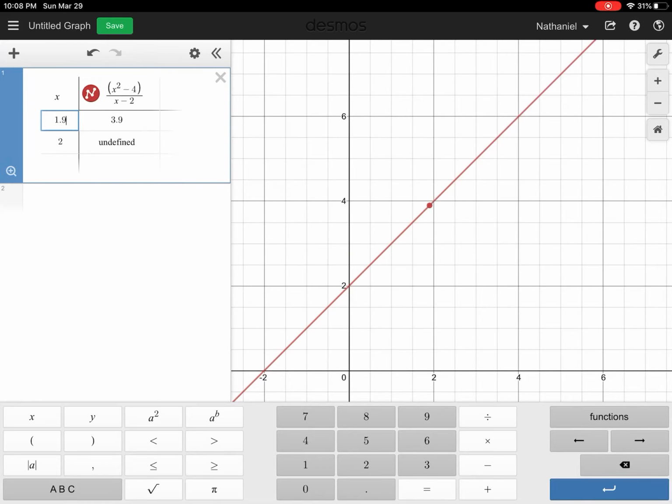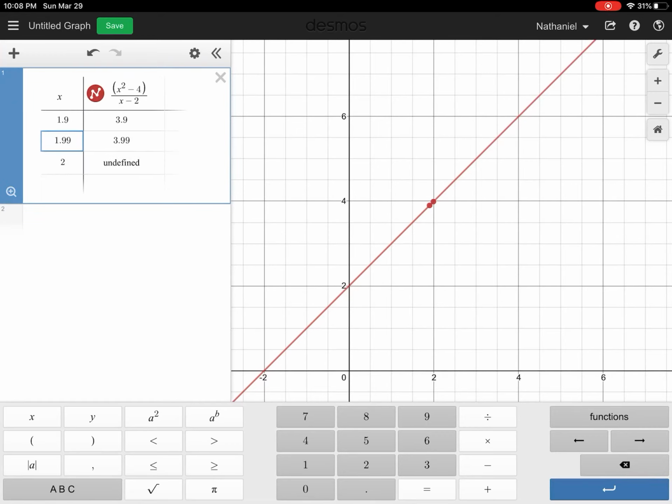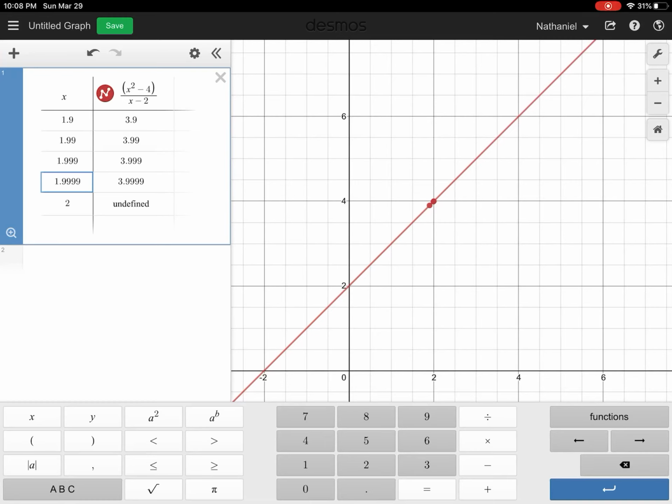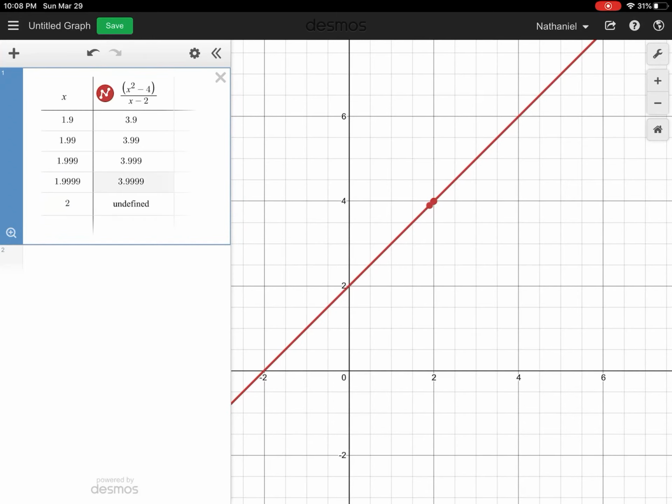Like, what about at 1.9? What's the function value? Oh, it's 3.9. What about at 1.99? What about at 1.999? Etc. Okay, so you can see we are converging. The values over here are heading towards 4. That's coming up from below 2, or as we would say, from the left.